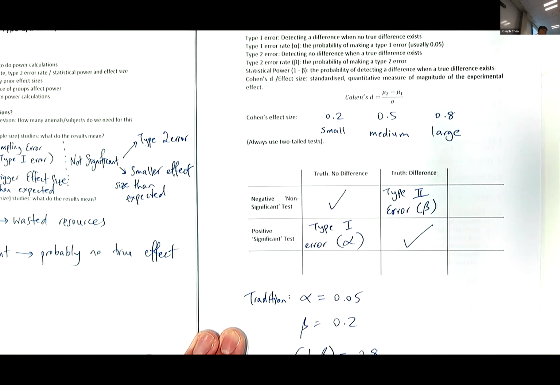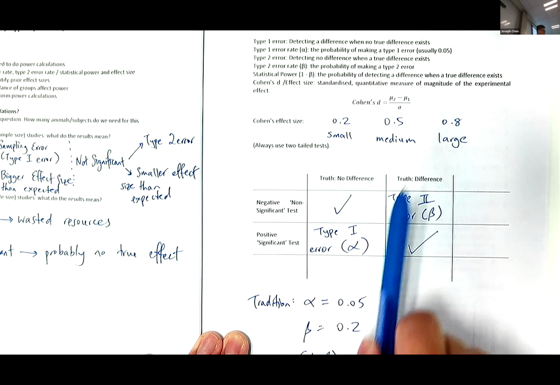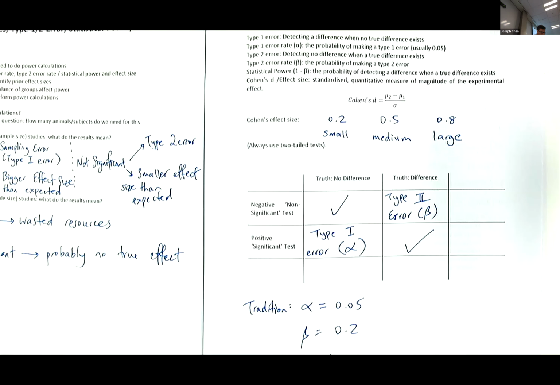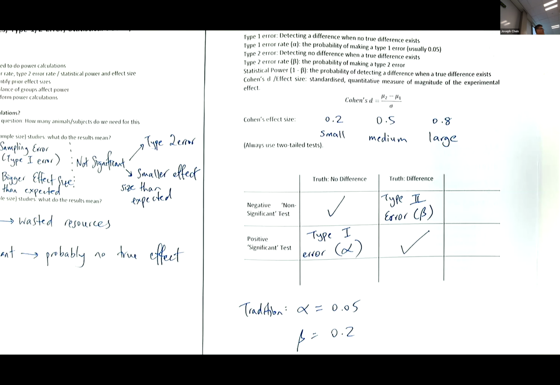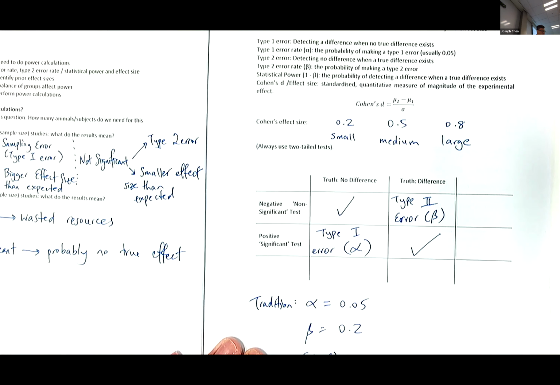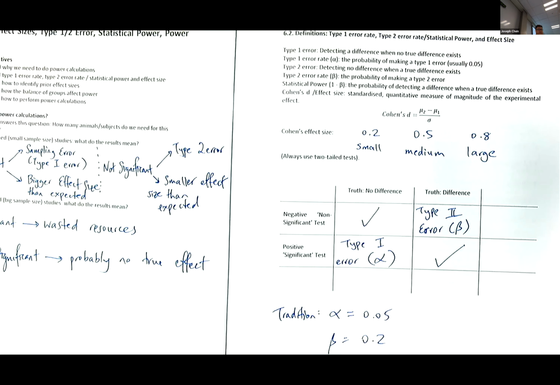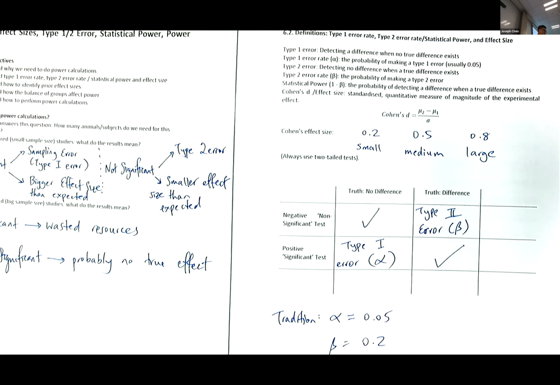These are arbitrary numbers, granted, yes, they are arbitrary, but nonetheless, it's just kind of stuck in the literature. You can say, oh, look, we found a significant result and the effect size was 0.5, and therefore that's a medium effect size. Obviously, depending on your field, it may be different, but that's just the guideline.